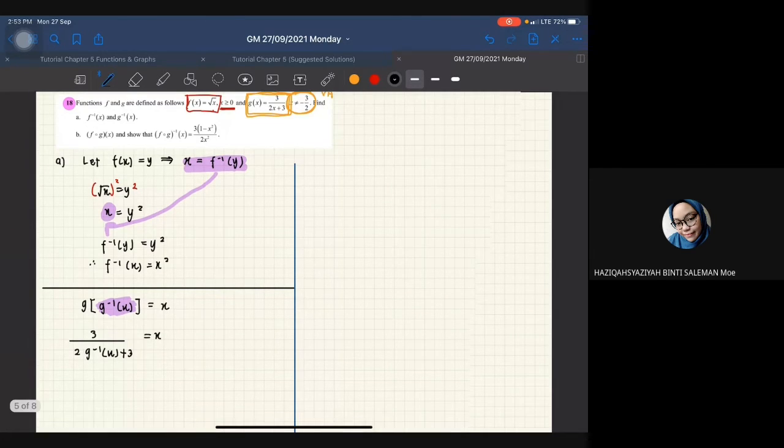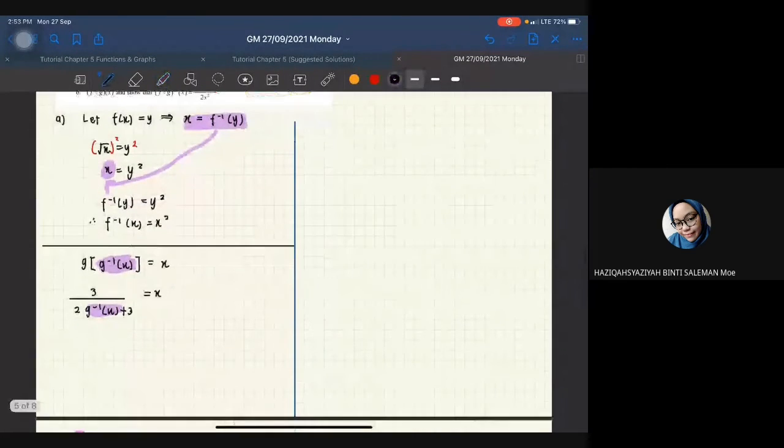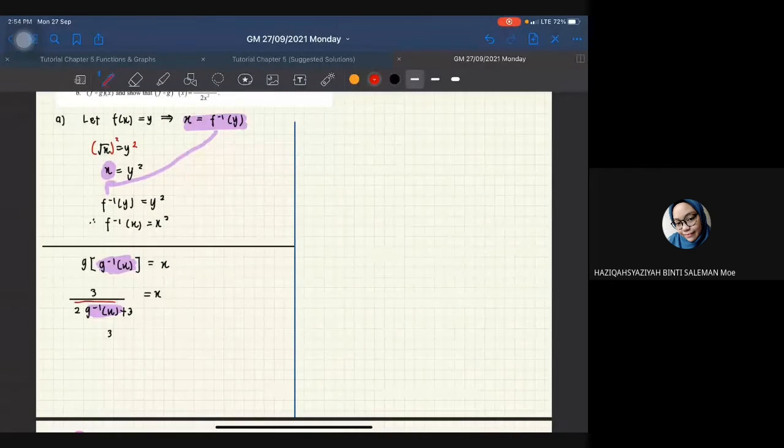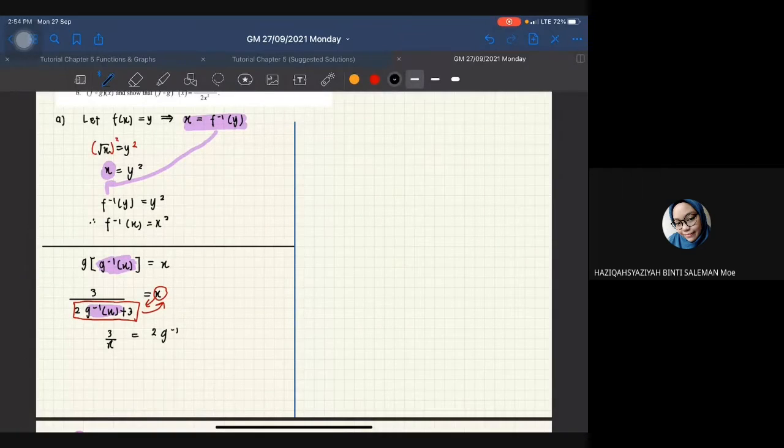Okay, so our goal right now kita nak jadikan G inverse X tu sebagai subjek. So macam mana kita nak jadikan dia sebagai subjek? Okay, so sekarang ni dia duduk dekat bawah. So kita pindahkan dia dulu naik ke atas. So kita akan dapat 3. So I'm going to move this one all denominator here up. Okay, and then X ni kita bawa pula turun ke bawah. Kita tukar tempat dia. Okay, so saya akan dapat 3 over X is equal to 2G inverse X plus 3.